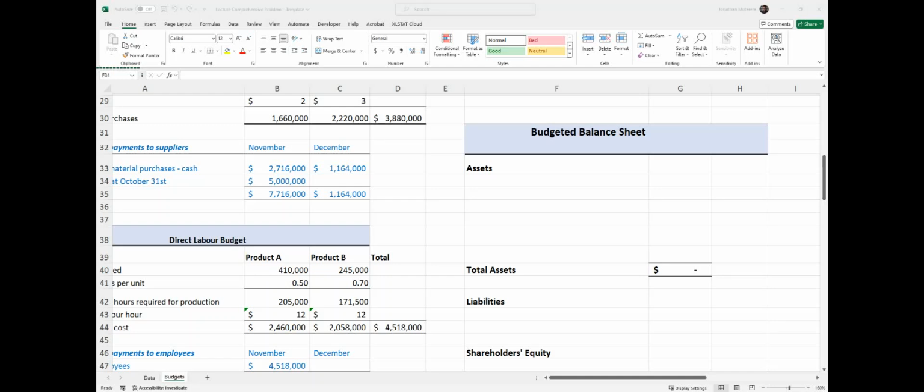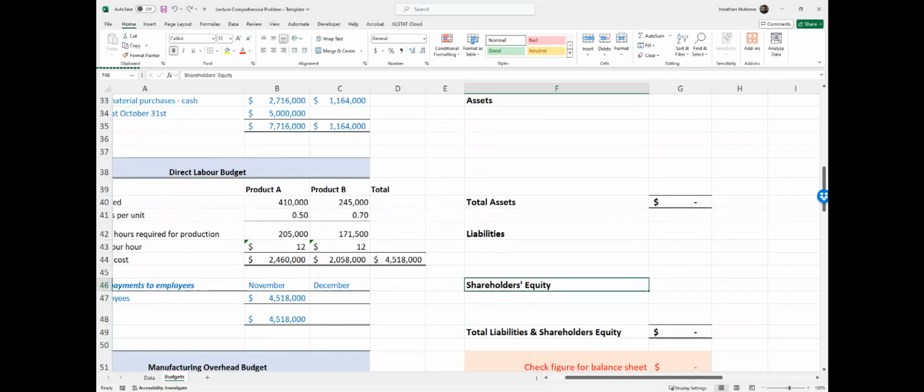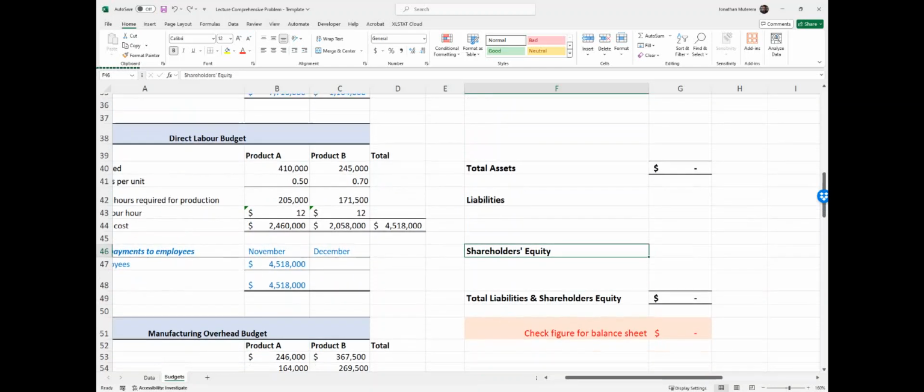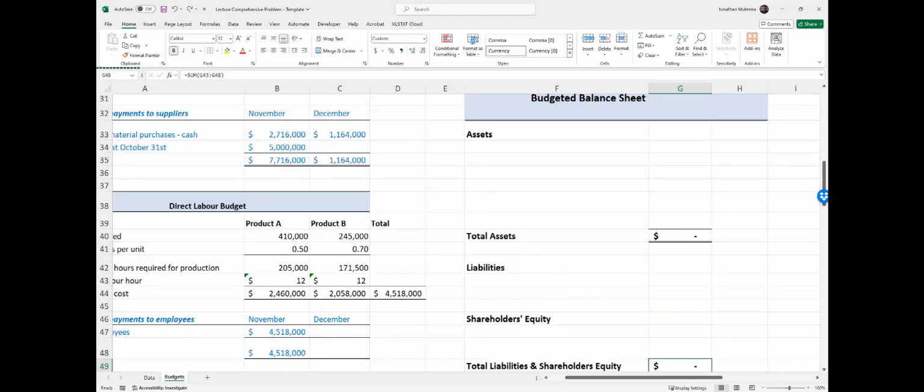Okay, we are on the final stretch, my friends. We're looking at our final budget now, which is the budgeted balance sheet. And of course, with the balance sheet, we need to list our assets, our liabilities, and shareholders' equity. And the last thing that you want to do is to check if your balance sheet balances. So your assets must equal your liabilities and shareholders' equity. All right, so let's dive right into it.